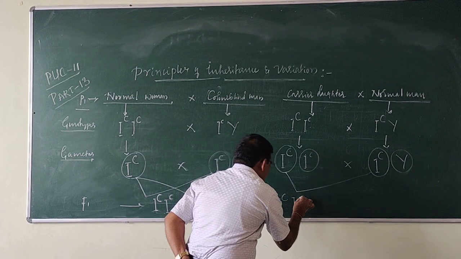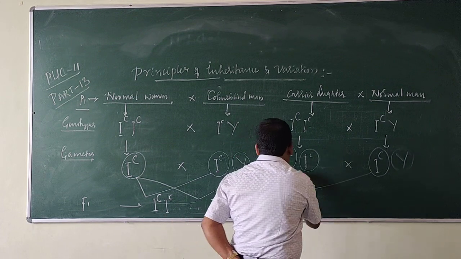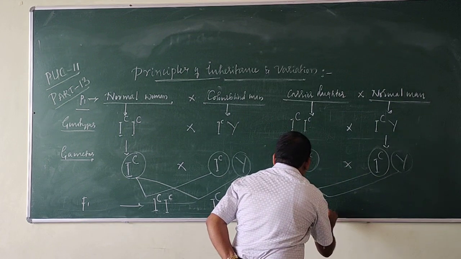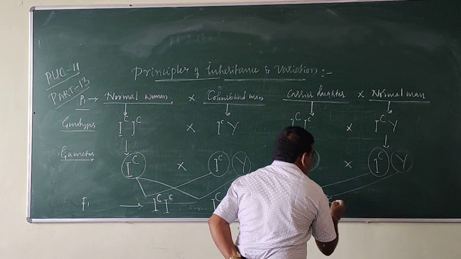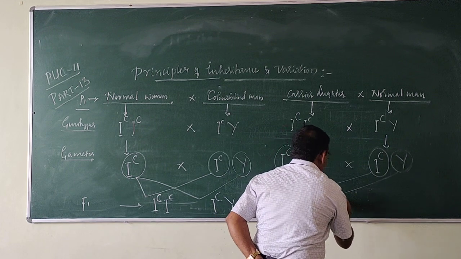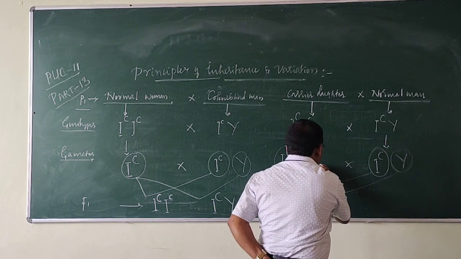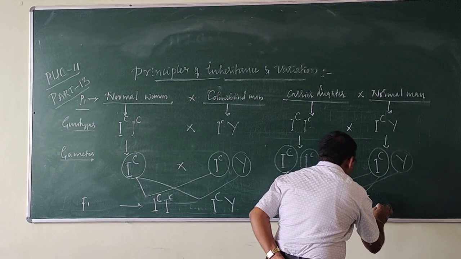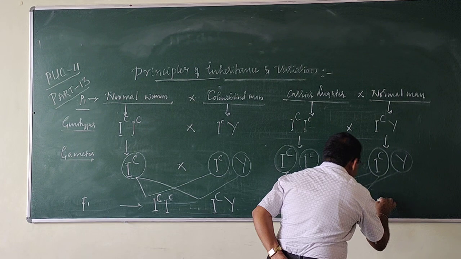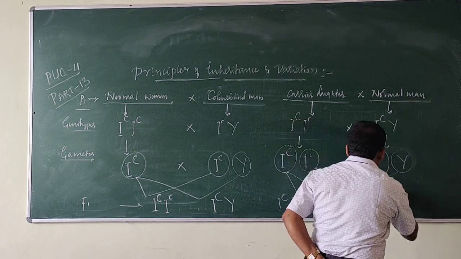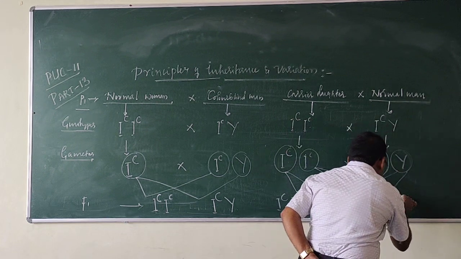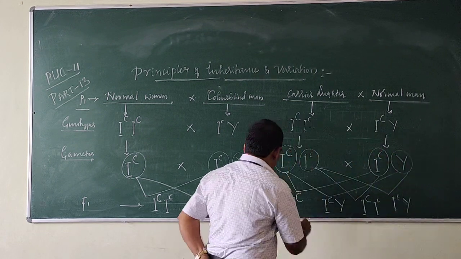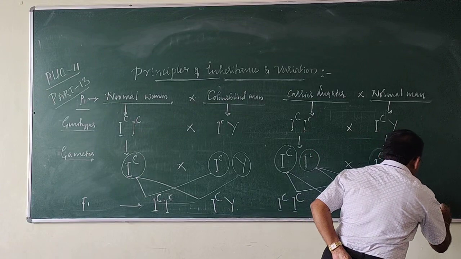Capital C, capital C, capital C, Y, capital C, small c, small c. This is the F2 generation.